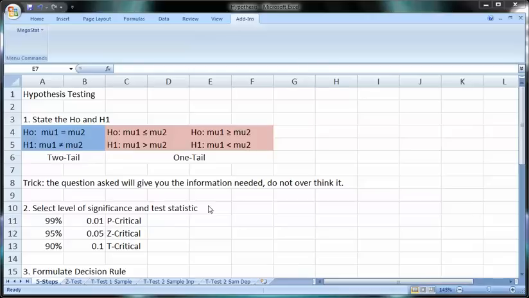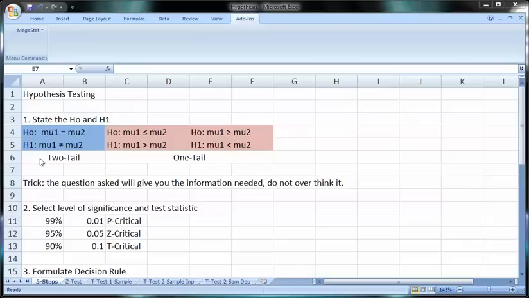Welcome to hypothesis testing. We're going to be going over the 5 steps to conducting a hypothesis test. Step number 1, state the null and the alternative. The H0 in this case is the null, H1 is the alternative. And they're written in one of 3 ways.